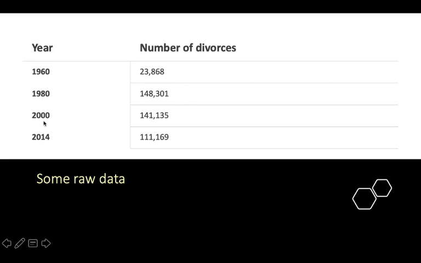Then over the next 20 years, the number goes down by about 6,200-ish, something like that. And then we go down again to 2014, 14 years later, and that number has decreased further by about 30,000. So we can see that there is quite a bit of a difference happening here. Fewer people are getting divorced than 40 years ago, which is really interesting.